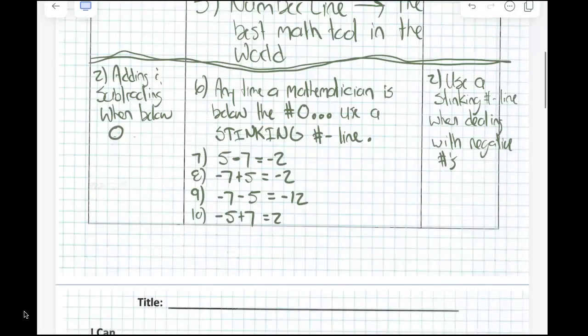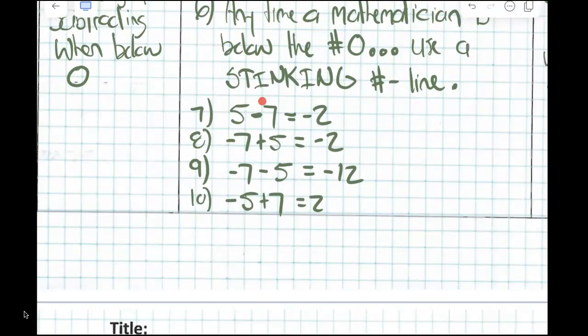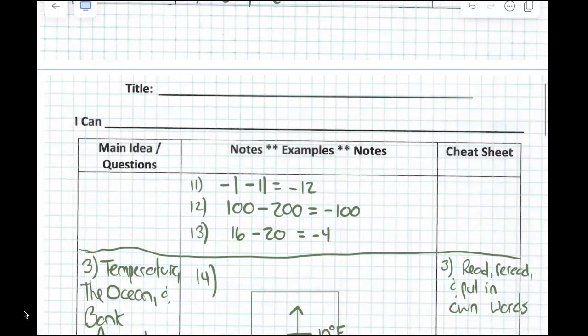All right, let's go down to the next one. Adding and subtracting when below 0. What are we always going to use if we start with a negative number and we have to add or subtract? Number line. We're always going to use a number line. What happens if, like this problem right here, we're starting at 5 but we're losing more than 5? Should we double check to make sure we get the right answer by using a number line? Yes, 100% of the time. So we have all of these problems where we're going to use number lines to solve.